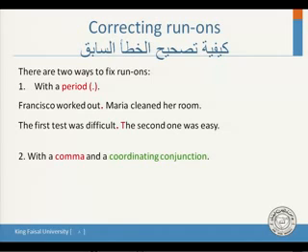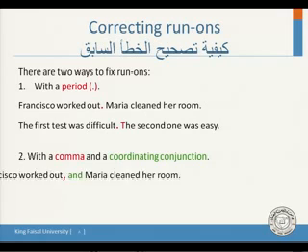The other way to correct a run-on is by using a comma and a coordinating conjunction. Look at the example. Francisco worked out, Maria cleaned her room. Are these ideas similar or are they different? Is there a reason and a result? Is there a choice? Okay, the two ideas are similar. Now, what do we use when we have two similar ideas in two simple sentences? We use the coordinating conjunction, and.